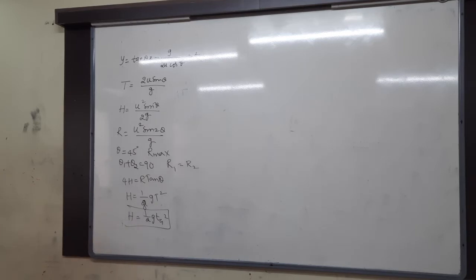Now, write one more problem. Find the average velocity of a projectile if projected with speed u and angle theta with horizontal.